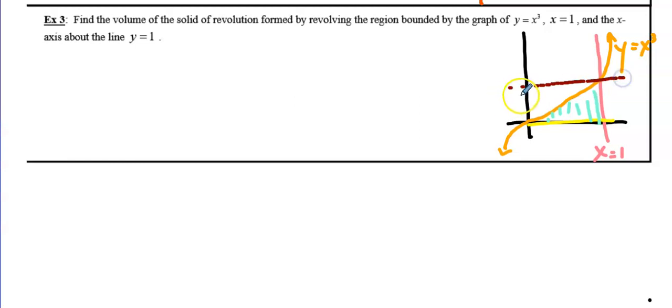I know right now this is y equals 1, and we're revolving this, and that if I plugged in 1 here for y, x would also be 1. So it's very convenient for us that this all intersects at this one point. Now I just want to say really quickly, we can actually do this problem with both the washer-disk method and the shell method. So I'm going to show you both ways.